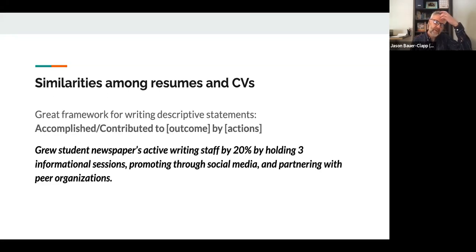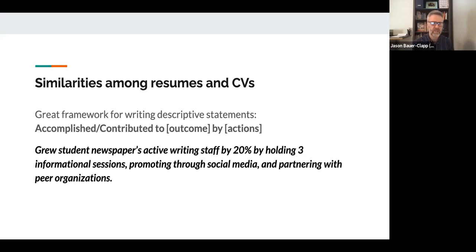Related to this, I was just thinking about what's an example. What could this look like in terms of accomplishments? So this is a framework that might be useful for you as you're thinking about ways to describe experiences. This could be useful for a resume as well as a CV for audiences outside of North America. So the framework is basically, what was the accomplishment, or what did you contribute to? And then how did you do that?